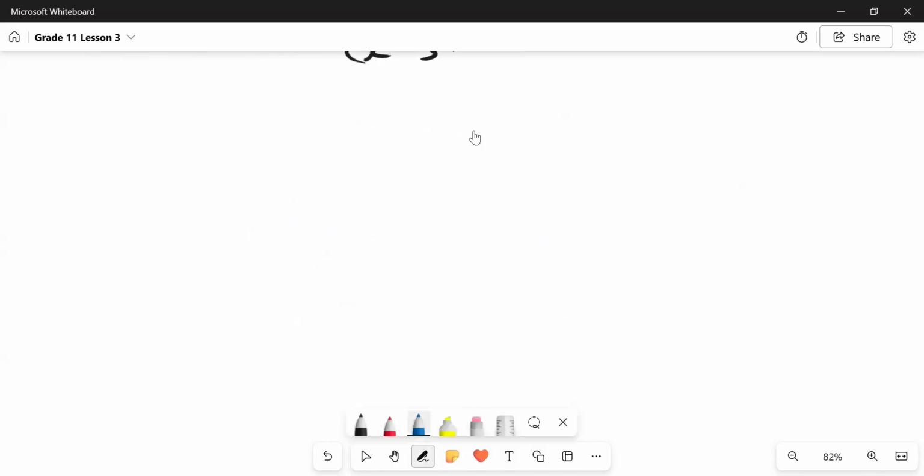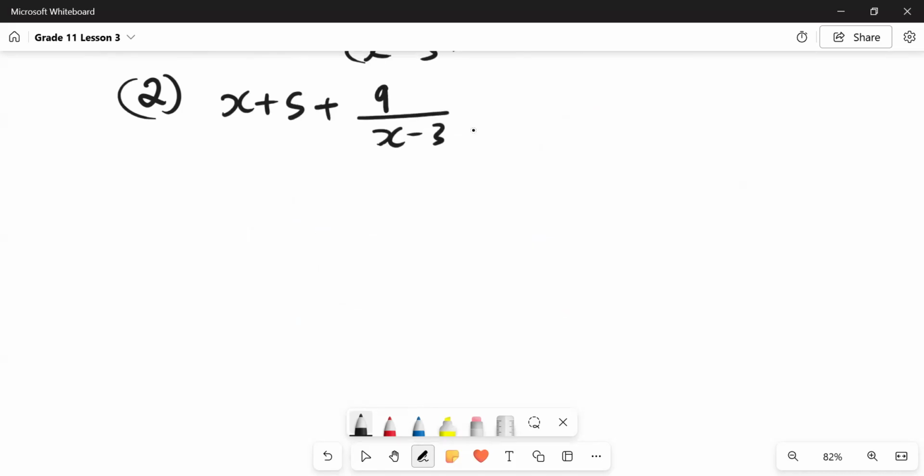So example 2, we are given, so for example 2, we are still simplifying. They're giving us now x plus 5 plus 9 over x minus 3 plus 3x over 3 minus x.